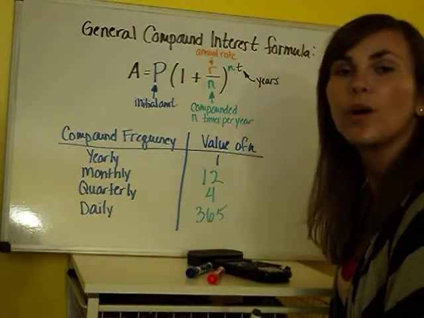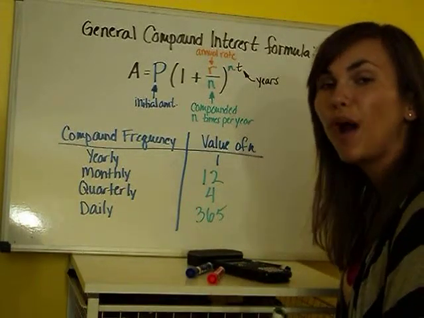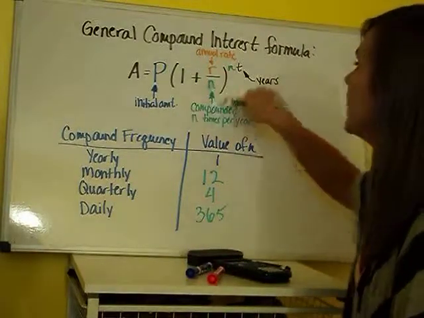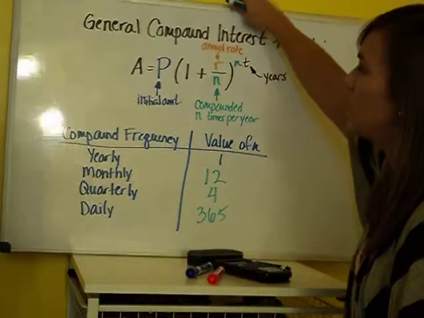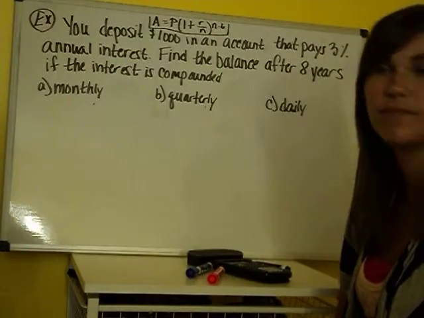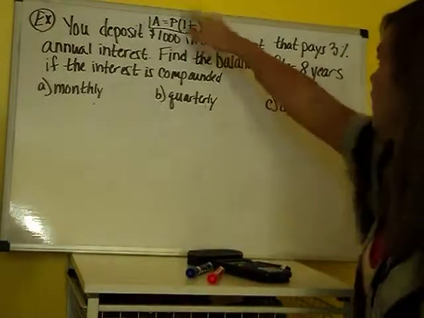Okay? You don't have to worry about making that decision on your own. In the problem, it will tell you what it will be compounded by. So the biggest thing is just remembering this formula, and then it will also be using your order of operations to make the computation. Okay? So, here we have our formula.